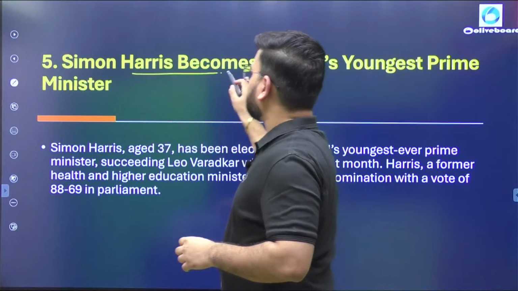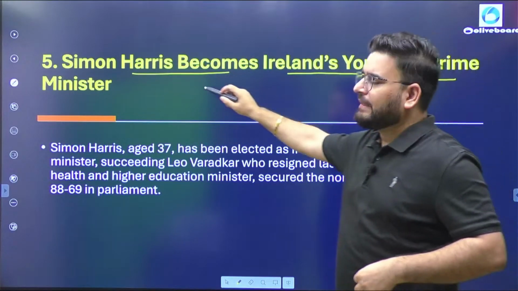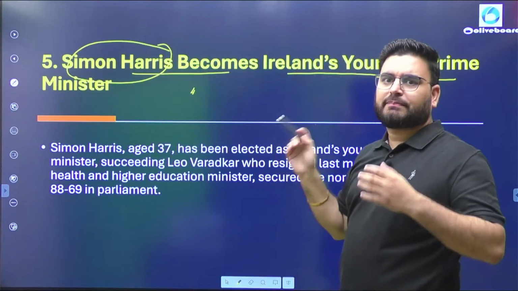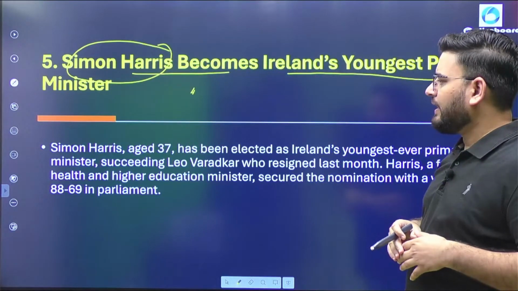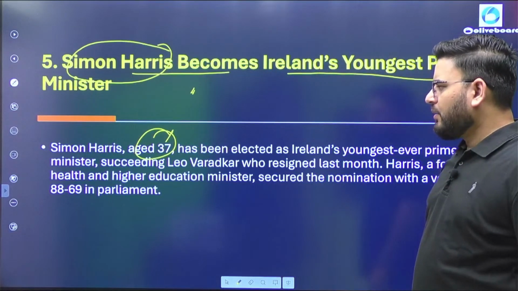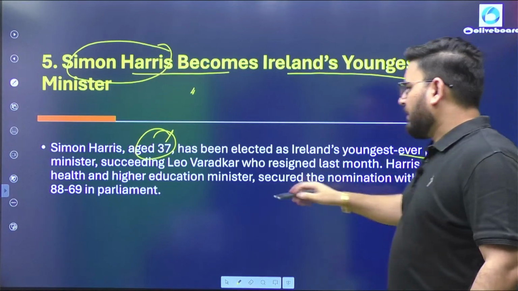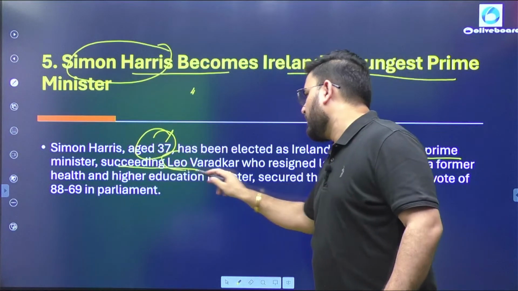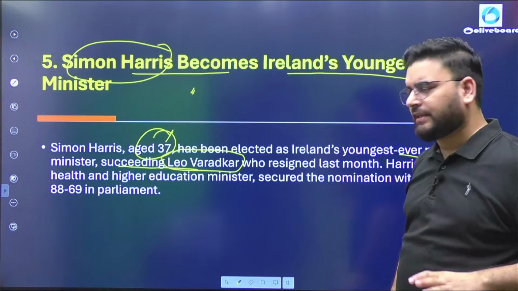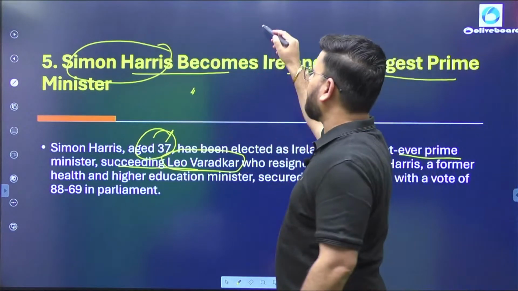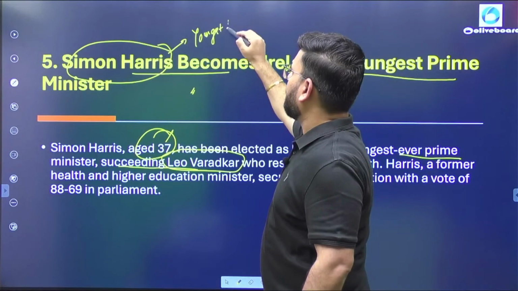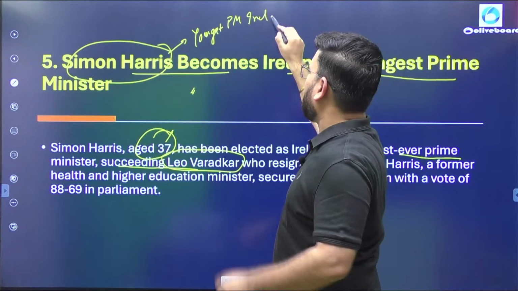Next one is Simon Harris becomes Ireland's youngest Prime Minister. So remember this name, Simon Harris, youngest Prime Minister of Ireland. He is only 37 years of age, and he has succeeded Leo Varadkar, who was the previous one. You don't need to remember his name. Just remember Simon Harris. Now, how will you make short notes? Youngest PM, Ireland.